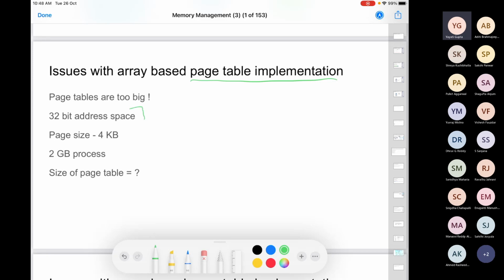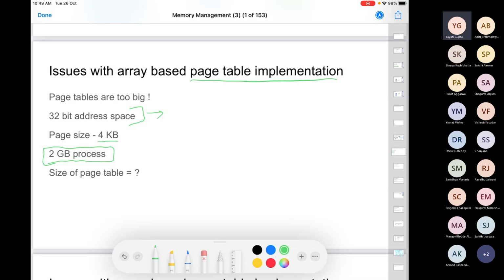So let's say you have a 32-bit address space, right? That is your address, it has 32 bits. Let's say your page size is 4 kilobytes and you have one process which is 2 gigabytes in memory. So can you compute the size of the page table for this process?